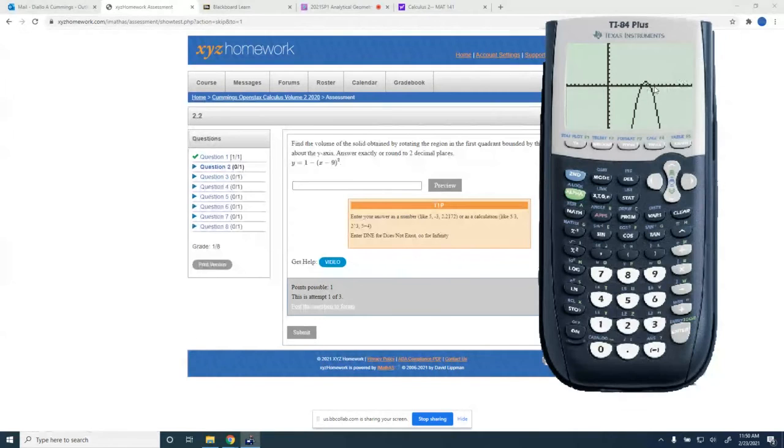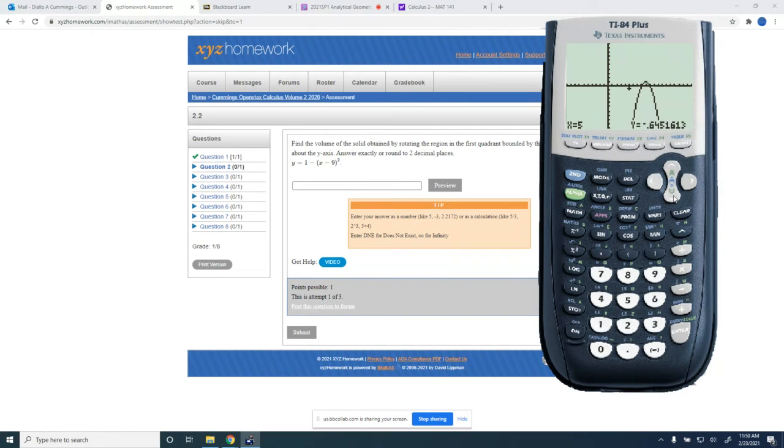I can actually use a calculator, right? Since I have the graph, I'm going to blow this up slightly. You may or may not have seen this done before. I'm actually going to go into Zoom, and I want to use Zoom Box. So I'm going to press enter.